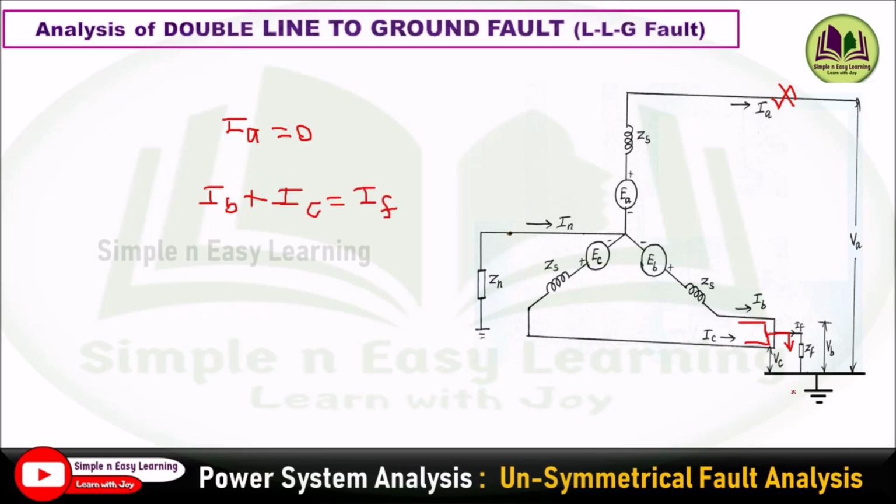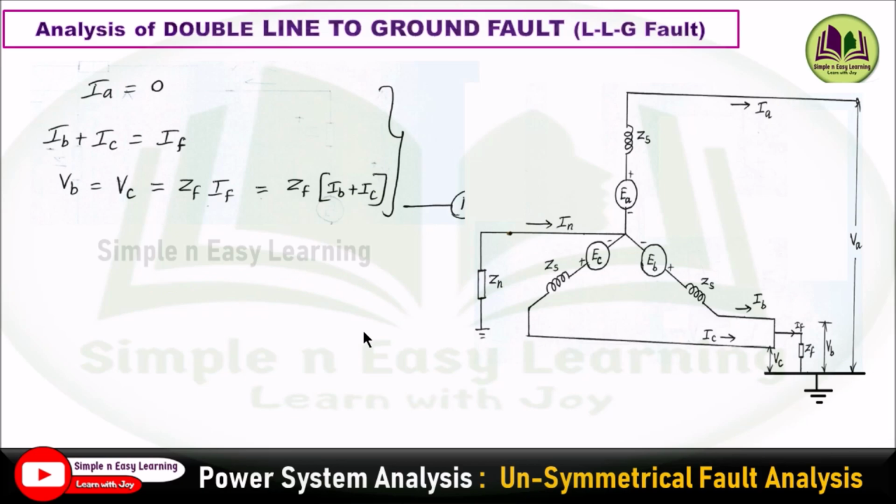And in terms of voltage, these two phases are short circuited and this point is a common point, and the potential at that point is VB, which is equal to VC. Both potentials are the same since both lines are short circuited, and this voltage will be equal to the fault current flowing through the ground, fault current into the fault impedance. So these are the basic equations we are going to consider for the analysis of double line to ground fault. Consider this as equation number 1.